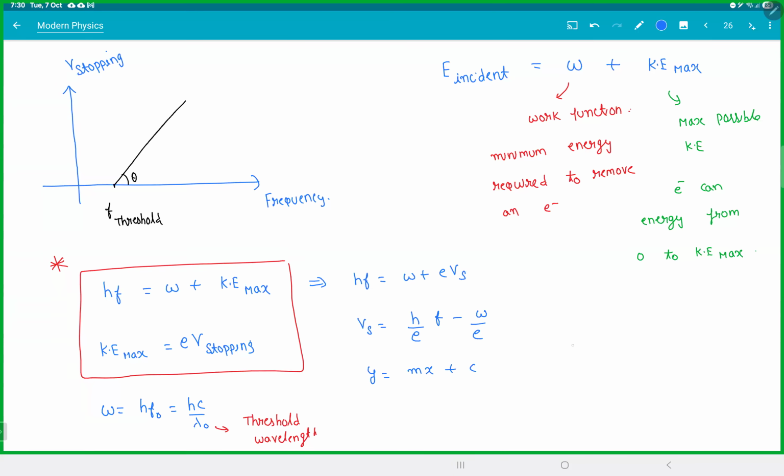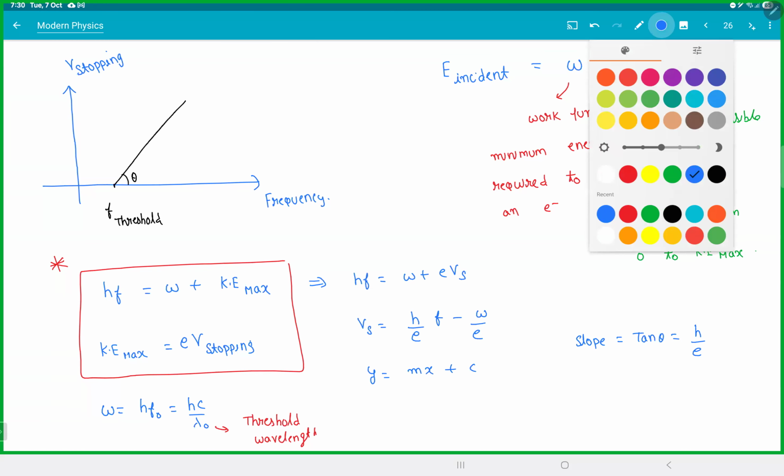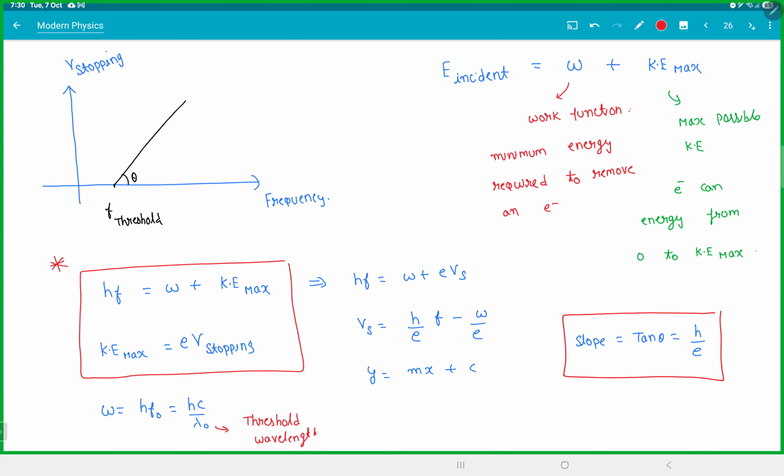And you will notice something interesting here. If you look at the slope, which is tan theta, it is h by e, independent of the metal. That means if you plot this graph for different metals, you will observe all have the same slope. Did you ever think about this? Planck's constant is 10 power minus 34. How did they find such a small value? Tan theta is h by e. I know the slope, I know the electron charge, I can get the value of h. And this is how you can find constants using different experiments. That means if you do the photoelectric effect for different elements, it doesn't matter which element it is, all the lines will be parallel.